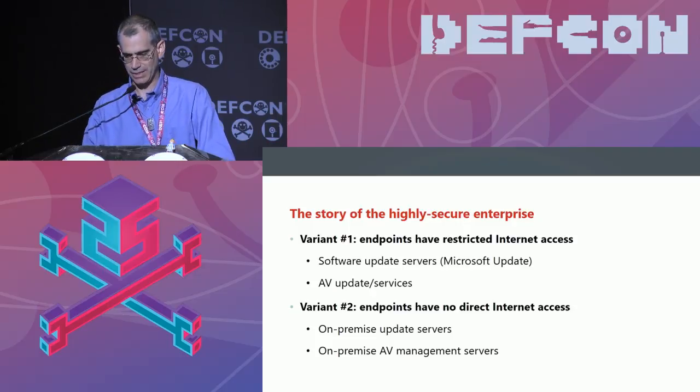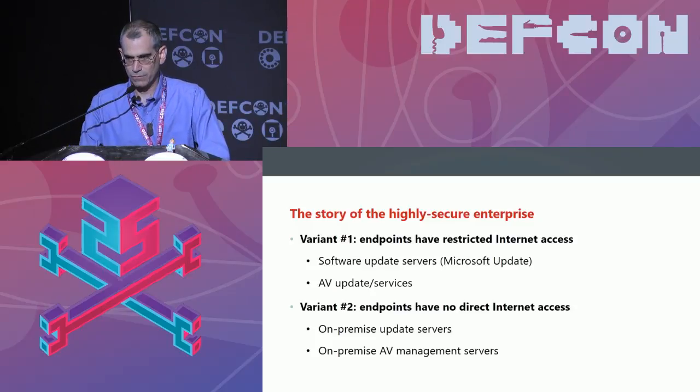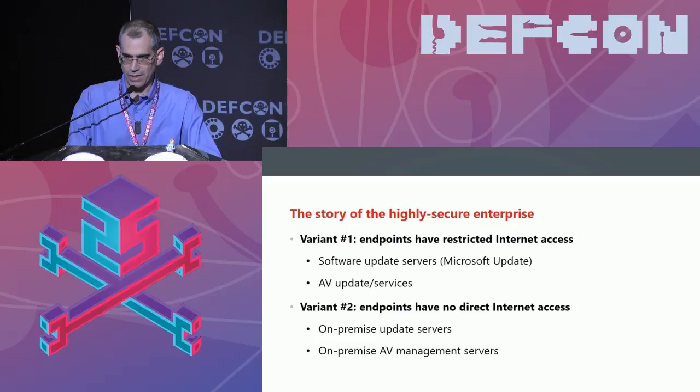What we are going to cover today is exfiltration from highly secure enterprises. We are talking about mainly two scenarios. One wherein the enterprise has its endpoints with restricted internet access. That means that only traffic to a very small closed set of whitelisted hosts is allowed per endpoint. Such hosts can be, for example, Windows update servers, antivirus servers, and so forth, hosts that are really needed for the proper functioning of the endpoint.